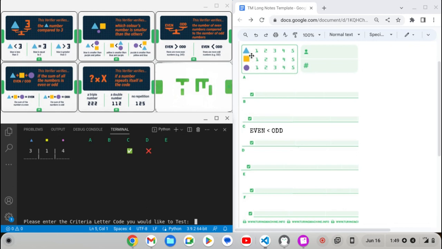So let me go ahead and write that down in my notes, that triangle plus square plus circle, that sum should be an odd quantity.